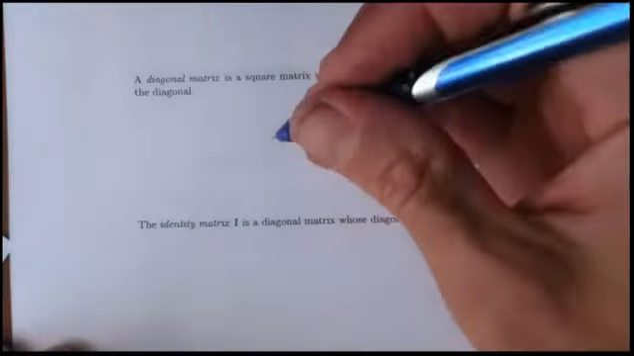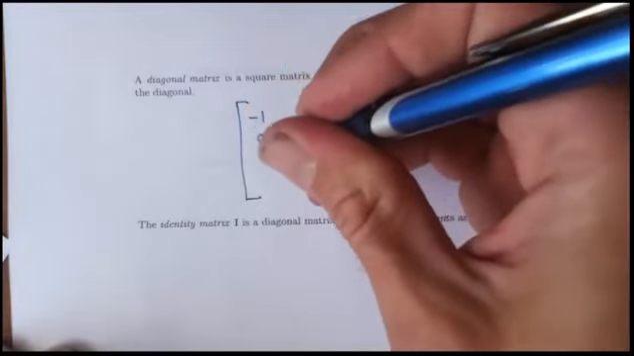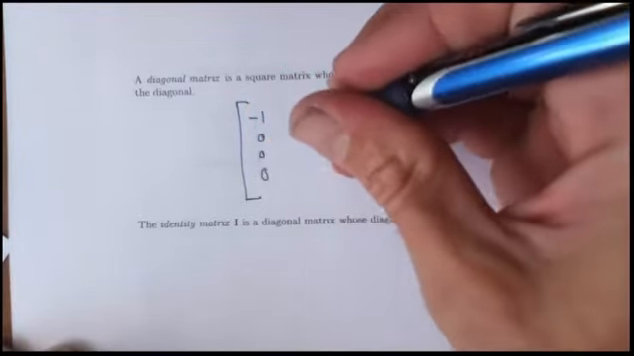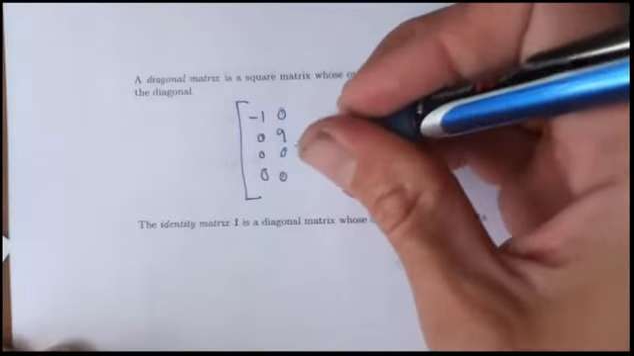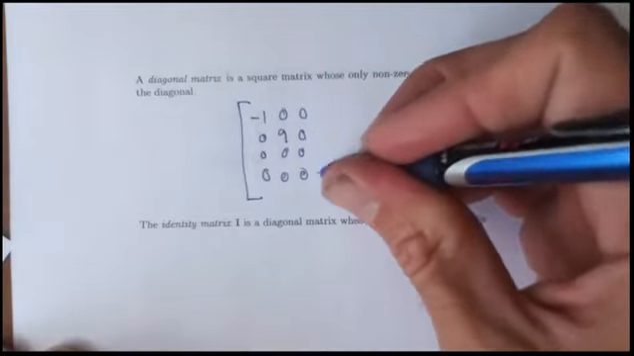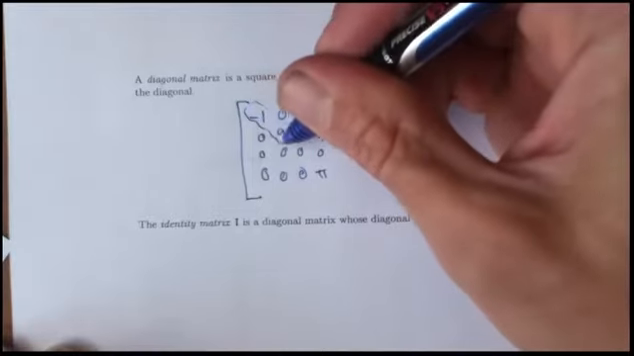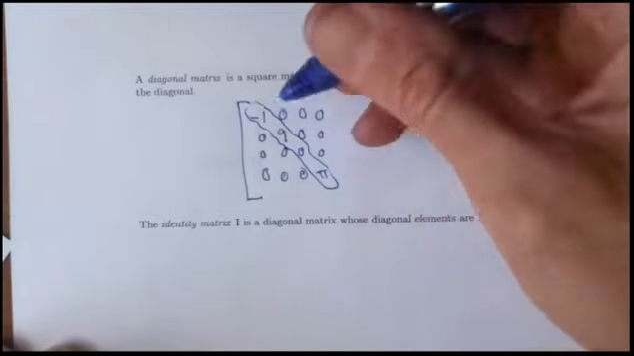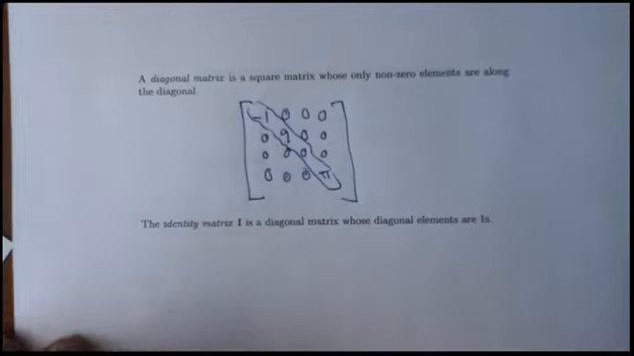A diagonal matrix is just a square matrix whose only non-zero elements are along the diagonal. That doesn't preclude it from having zeros on the main diagonal. Okay, but something like this. And this is the main diagonal, by the way, going down from left to right. So this is an example of a diagonal matrix.